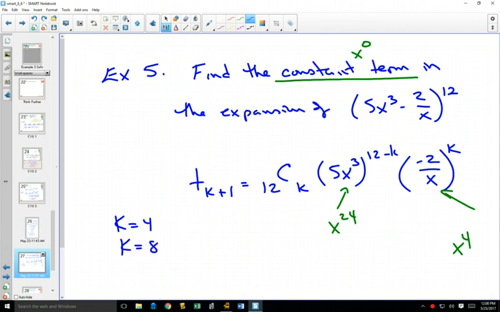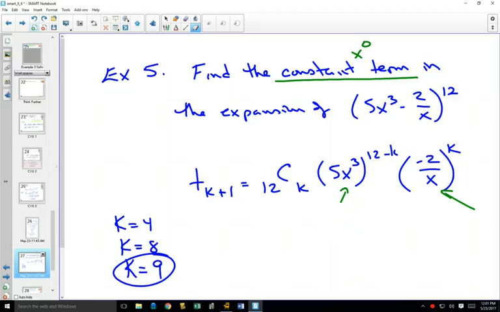K equals 8. So now if I try 8, 12 minus 8 would be 4. That will give me x to the 12 up top and x to the 8 on the bottom. Subtracting and simplifying, that would leave me with x to the 4. We're getting closer to them all canceling out. And after doing this a couple times, which one works? K equals 9 is the one that works. Because if I went to k equals 9, that would give me x to the 9 on the bottom, and 12 minus 9 is 3, x cubed to the 3 is x to the 9. They'd all cancel out, and you'd get your constant term.